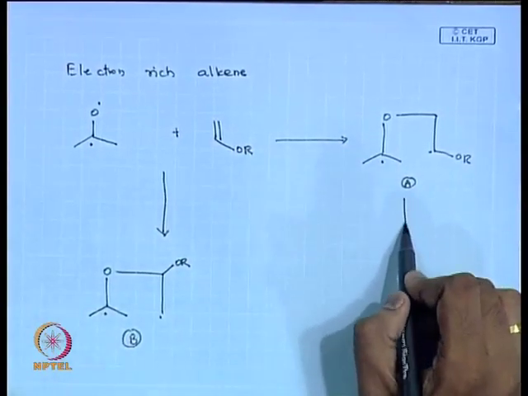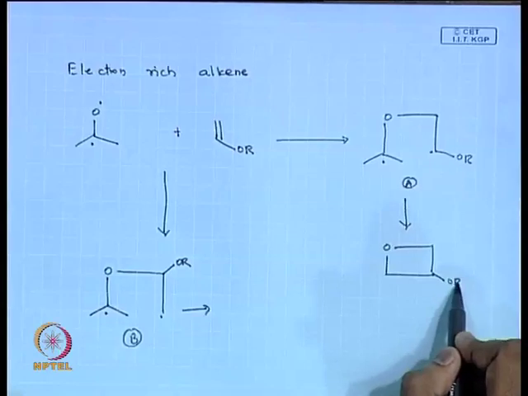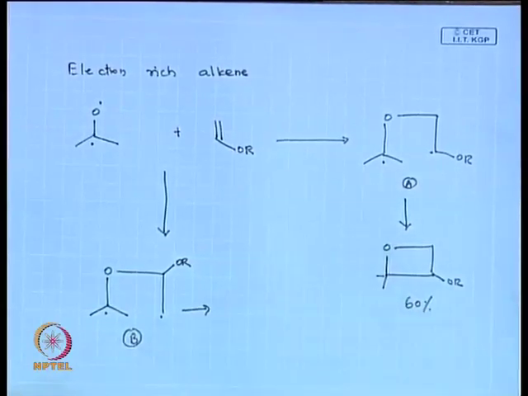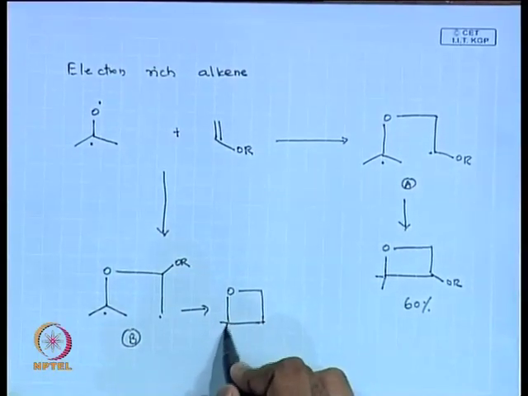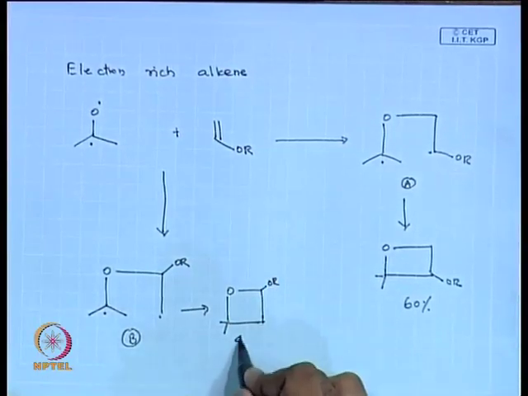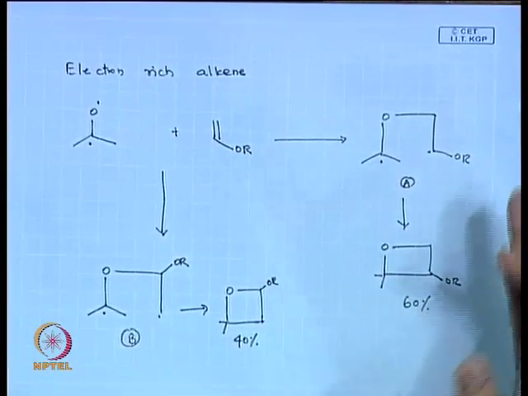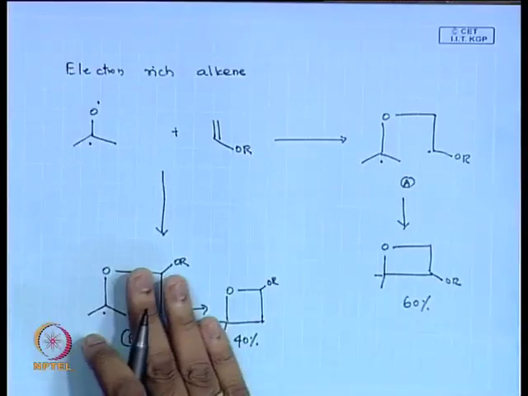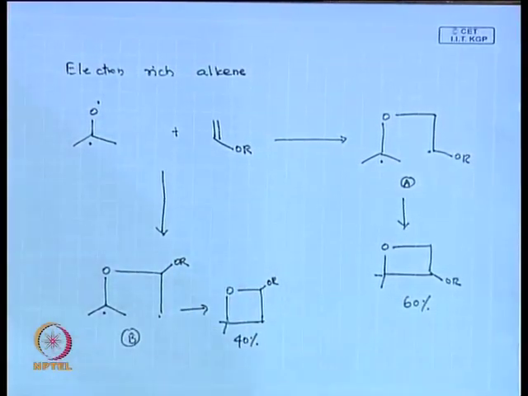So what happens if you do this reaction, you get products from both. As you said, this will be 60% and this will be 40%. Based on the stability of the radical, I can say this is the predominant product, since this radical is stable and this product is formed more. But I cannot say that the other cannot be formed at all. This radical is much more stable than that radical, but you cannot say the chemistry cannot go the other way. But if you take an electron deficient alkene, how it works is interesting.